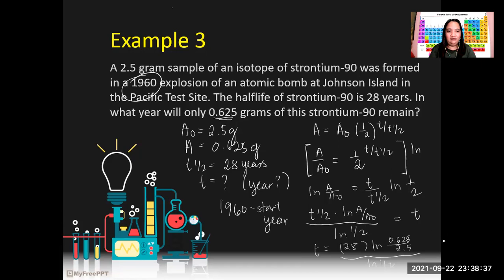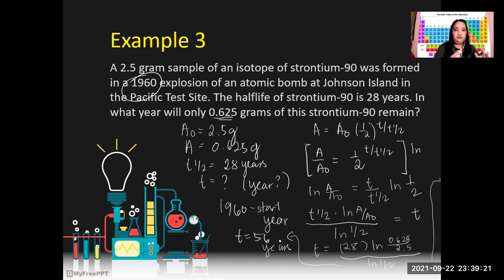Let's just put it here. What I'm getting, hopefully this would derive the correct answer, is 28 times ln of 0.625 over 2.5, all over ln of 0.5. So I'm getting 56. So t here is 56, and that is 56 years.